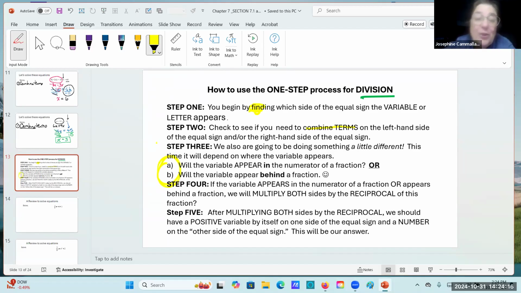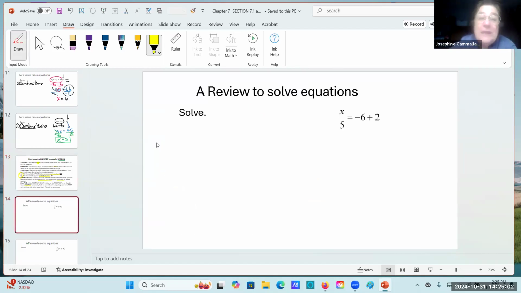Will the variable appear in the numerator of a fraction, or is it going to appear behind a fraction? This involves fractions. If it appears in the numerator or it appears behind, this is what we're going to do. We're going to multiply both sides by the reciprocal of the fraction. And remember, I need a positive variable in the end. If you need to write these down or print these out, keep these steps. They help you. But I'm going to show you what I mean.